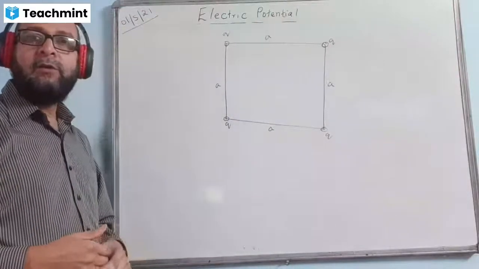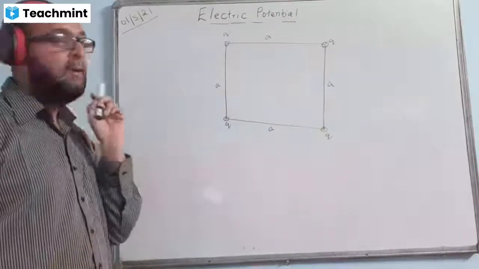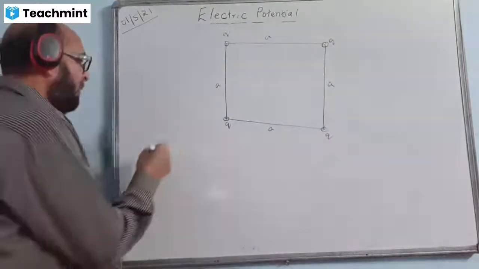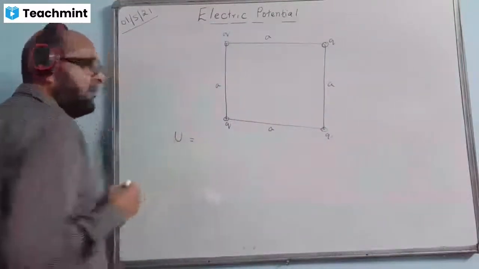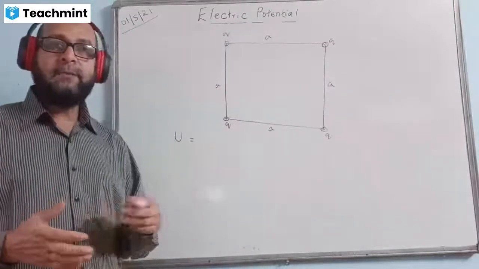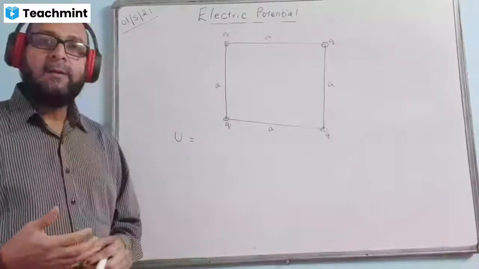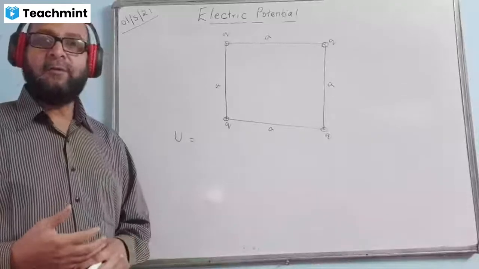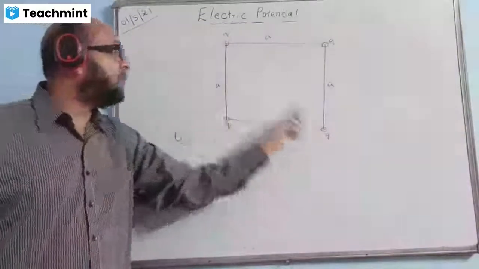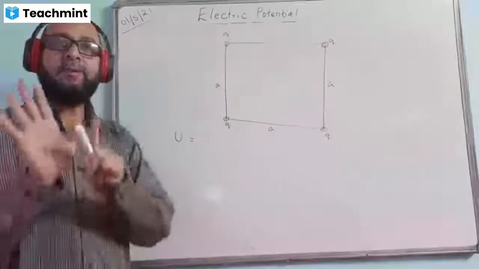You have to find the value of the potential energy of this square, the total potential energy of the charges in the form of this square. What to do? We write U is equal to. Tell me how many potential energies will be there in total? It will be 6, not 4. Between these two, one; between these two, another one; between 3 and 4; and between the two diagonals also. There will be altogether 6 potential energies.